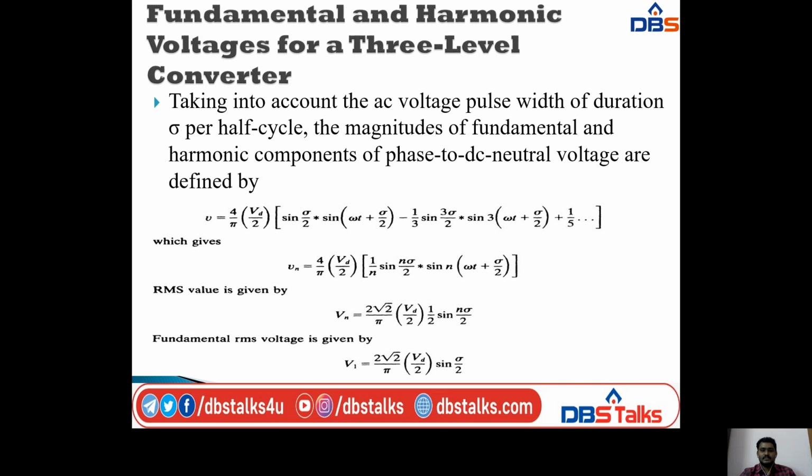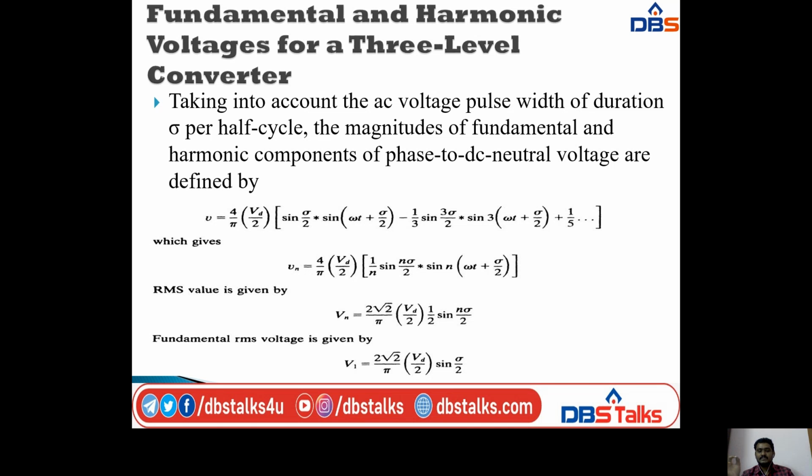Taking into account the AC voltage pulse width of duration sigma, here I am taking the pulse width of duration sigma per half cycle. The magnitudes of fundamental and harmonic components of phase to DC neutral voltage are defined by the Fourier series: V is equal to 4 by pi into Vd by 2 into sine sigma by 2 plus sine of omega t plus sigma by 2 minus 1 by 3 sine 3 sigma by 2 plus sine 3 of omega t plus sigma by 2 plus 1 by 5 and so on.